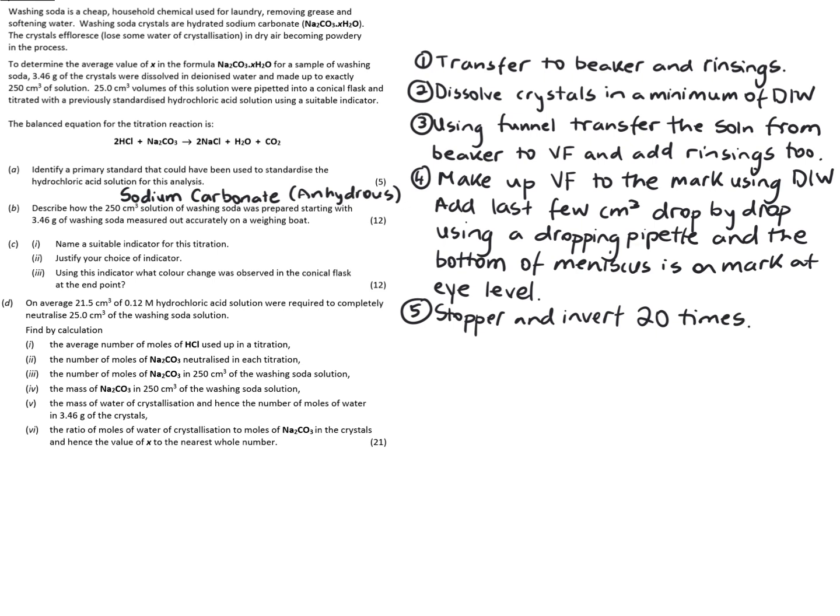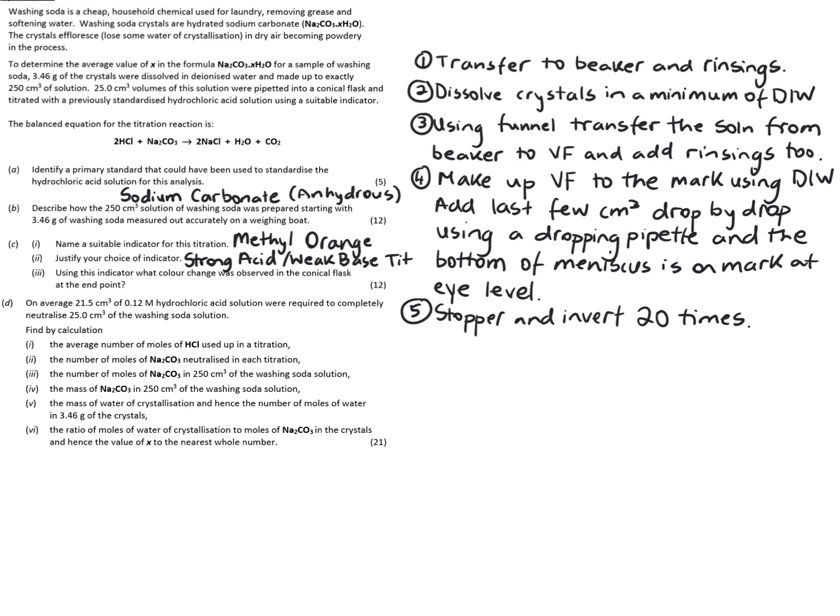C part I says name a suitable indicator for this titration. You would use methyl orange. It says justify your choice of indicator. This isn't necessarily a titration question. This is a pH and indicators question. However, the reason why we use this is because it is a strong acid weak base titration. This will become clearer as you're doing pHs and indicators later in the year.